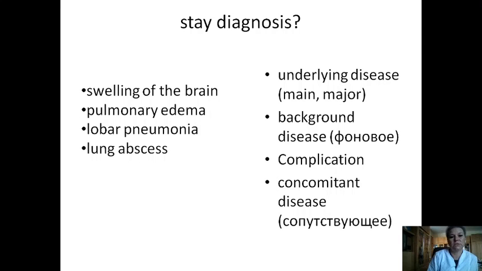In the left side, you can see main pathological processes and diseases of this situation: swelling of the brain, pulmonary edema, lobar pneumonia, and lung abscess. You must sort those processes into the four main rubrics of diagnosis: underlying disease, background disease, complications, and concomitant disease.